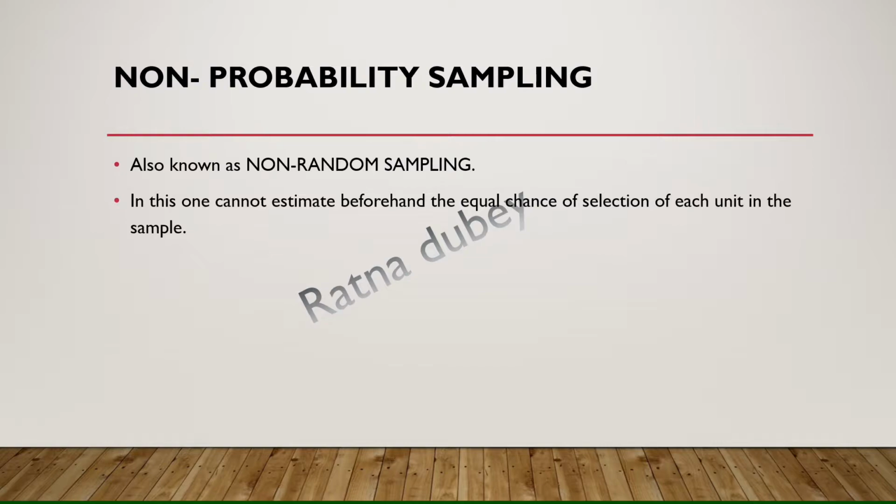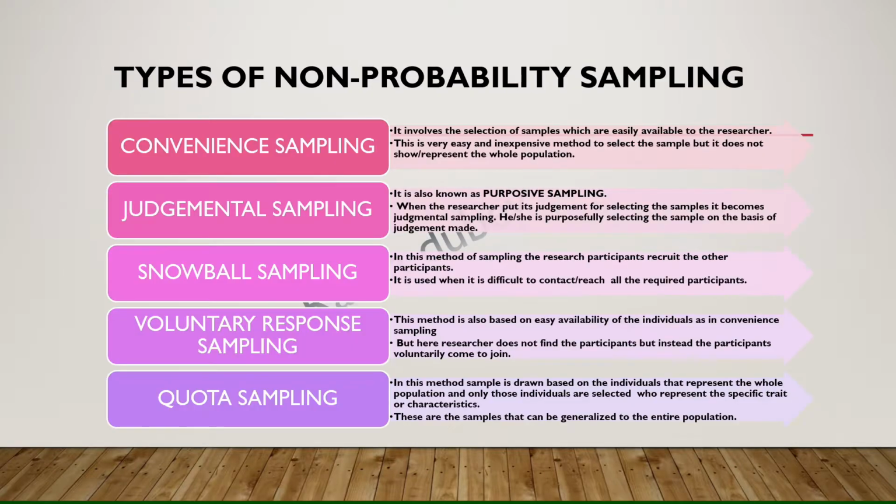Now there are different methods of non-probability sampling. They are convenience sampling, judgmental sampling, snowball sampling, voluntary response sampling, quota sampling. What is convenience sampling? So, it is the selection of samples which are easily available to the researcher. As the name suggests, convenience sampling. That means the researcher will select those samples which are easily available. This is a very easy and inexpensive method to select the sample.